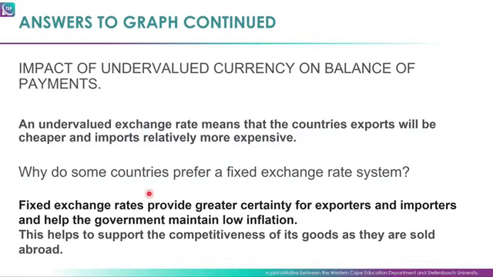Why do some countries prefer a fixed exchange? Remember, I said to you, most people don't really follow this anymore, but it does have its positives. So fixed exchange rates provide greater certainty for exporters and importers, and also help the government maintain low inflation, as well as supporting the competitiveness of its goods as they are sold abroad. Remember, you're not just competing within your own country. When you're dealing with international trade, you are up against the rest of the world.